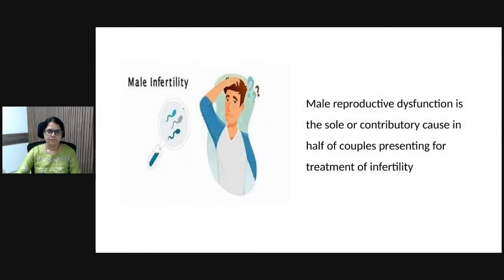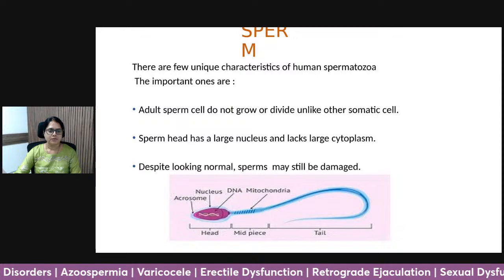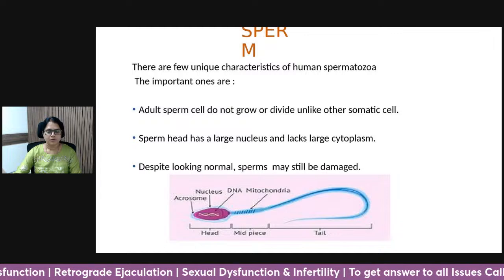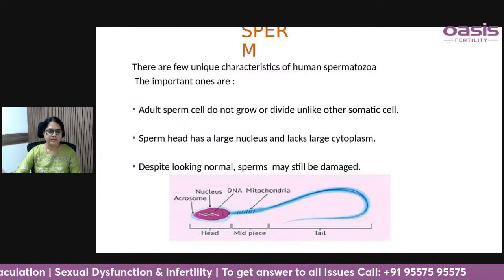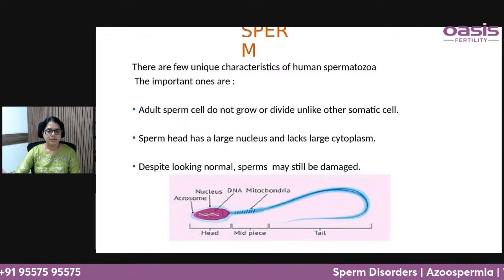Today, I will be dealing with sperm DNA fragmentation and male infertility. So, male reproductive dysfunction is the sole or contributory cause in half of the couples presenting for treatment of infertility. Coming back to the sperm, there are a few unique characteristics of human spermatozoa. Like an adult sperm cell, it does not grow or divide unlike other somatic cells. And the sperm head has a large nucleus and lacks large cytoplasm. Despite looking normal, sperms may still be damaged.